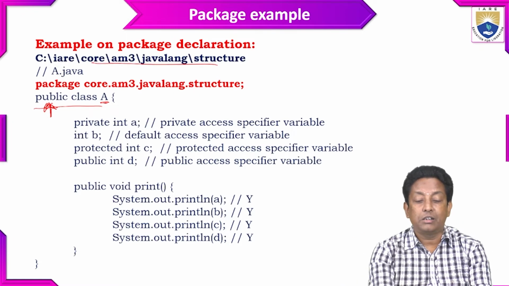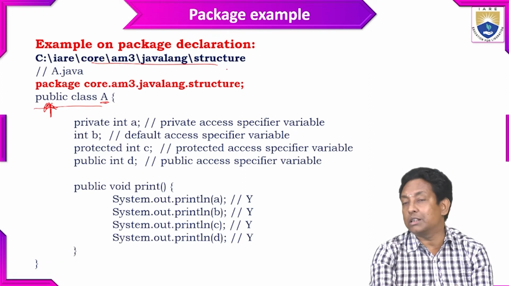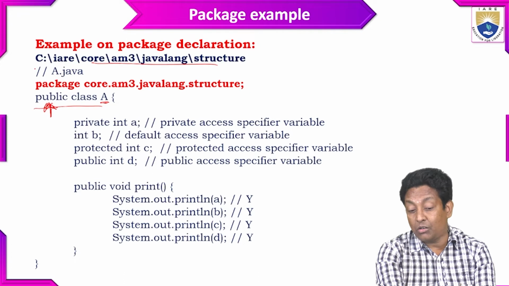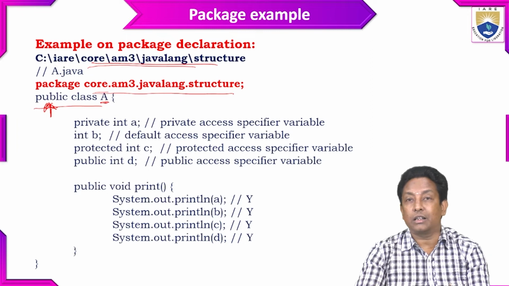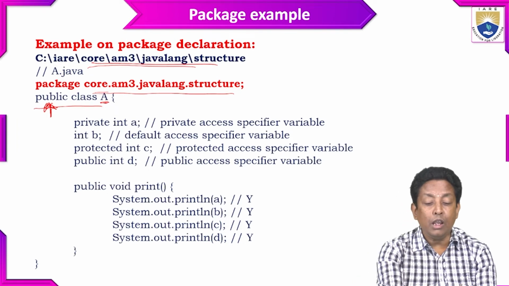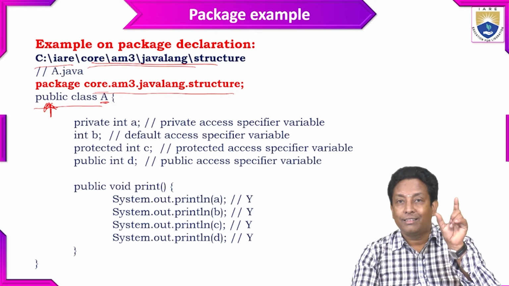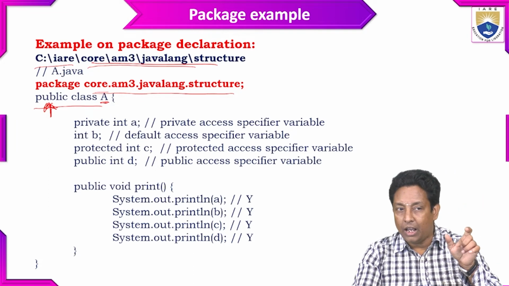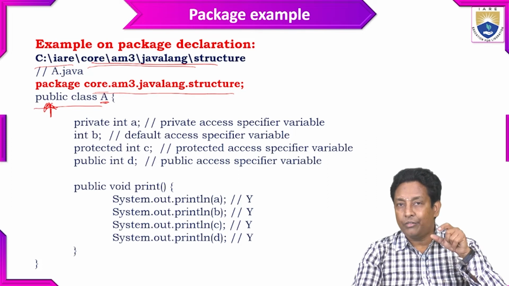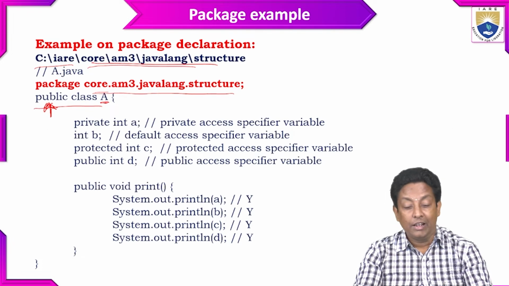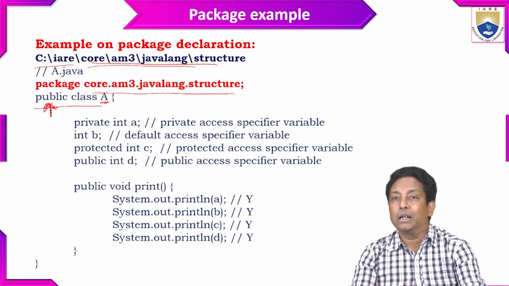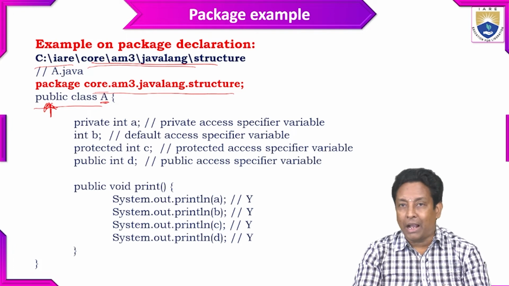The second point is our current directory must be declared as a package. What is our current directory? We are in C drive IARE core AM3 Java Lang structure. Except for C colon IARE, the parent directory, we want to declare the remaining directory, core AM3 Java Lang structure, as a package declaration. Why? Because we'll include C colon IARE in the classpath declaration. Once you include C colon IARE in the classpath in the system environment variable, the remaining core AM3 Java Lang structure remains as our package.